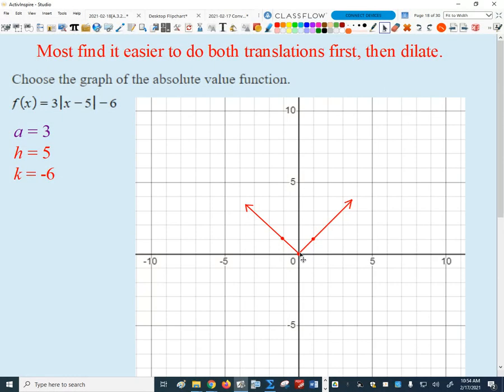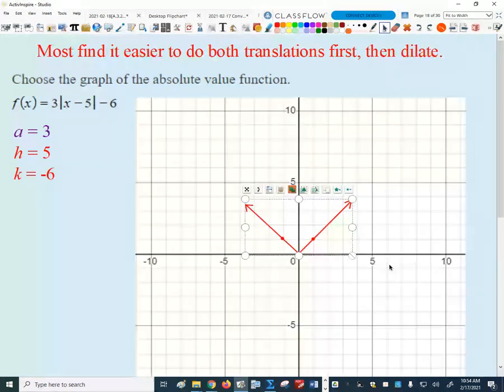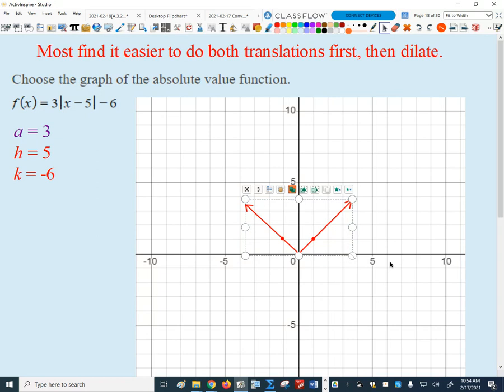What's that telling us? Type it in chat for me. What do I have to do to my parent graph? And the parent graph here, I guess I skipped that. The parent graph in this case is just a plain old absolute value graph. Everybody agree? Okay, I'm going horizontally 5 units. It's +5, so I'm going to the right. Good. So there's my first step, I'm going to the right by 5. Everybody agree?